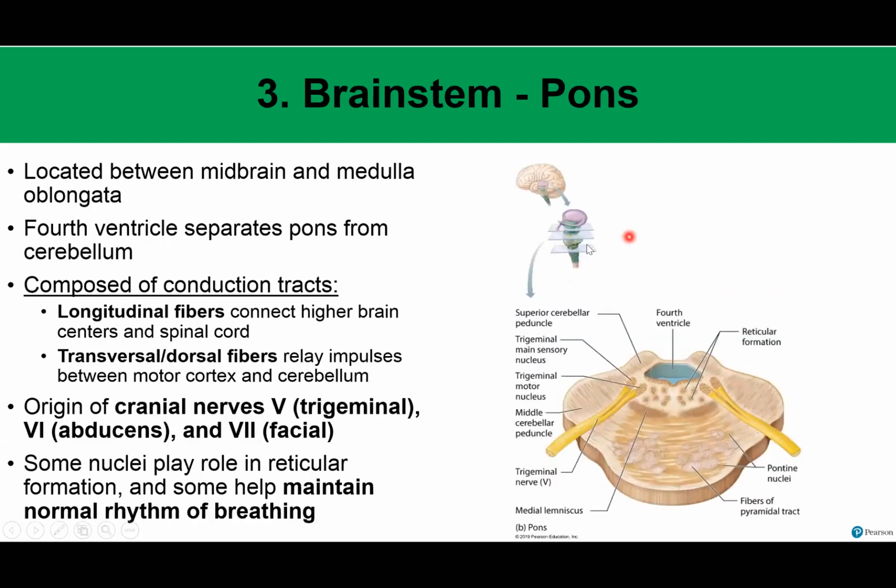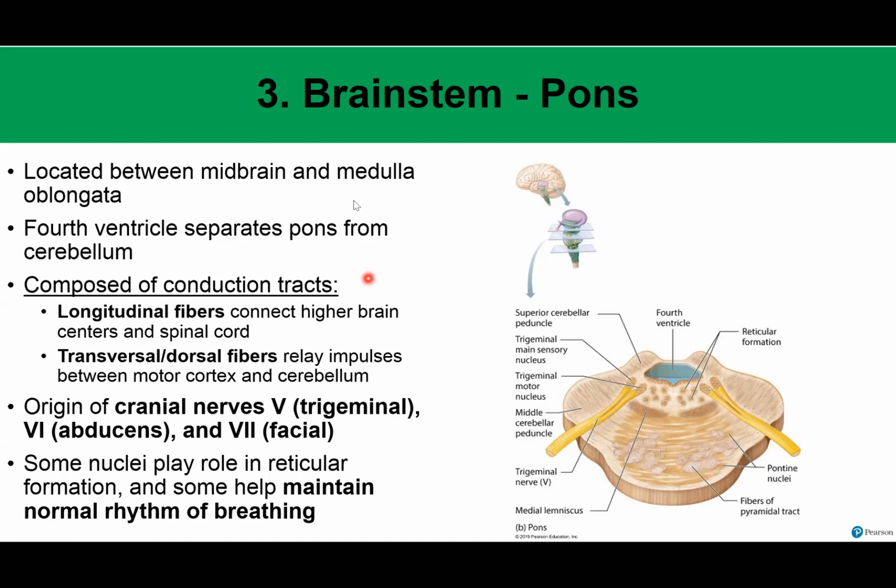Okay, so moving down to the next section of the brainstem, which is the pons. So it would be located between the midbrain and the medulla. It's going to be composed of what are called conduction tracts. And so we have these longitudinal fibers, which are going to connect to the higher brain centers and also to the spinal cord. And then we're also going to have transversal or dorsal fibers, which basically relay information between the cortex and the cerebellum. So it's kind of the middleman between the cortex and the cerebellum.